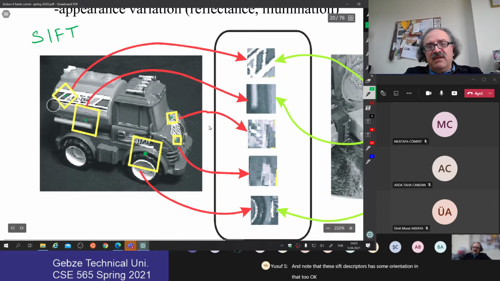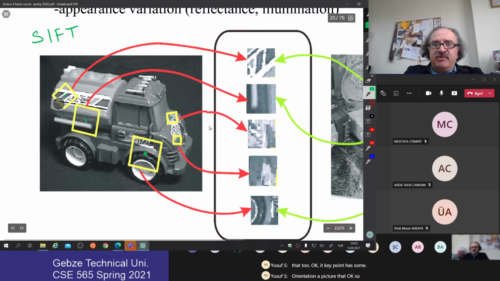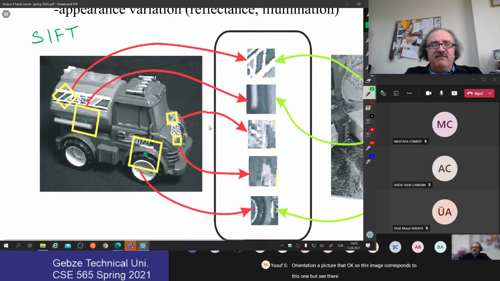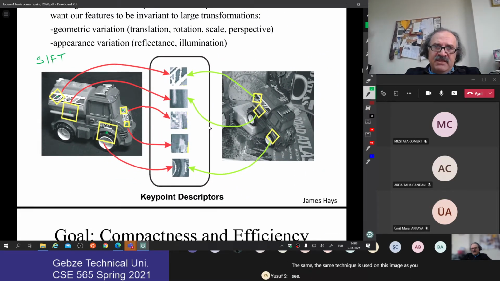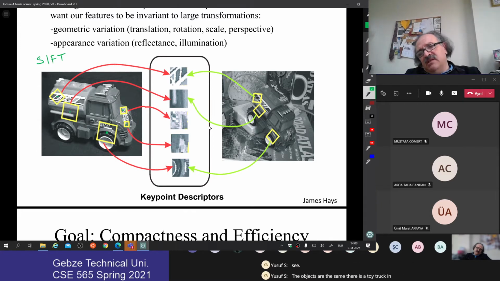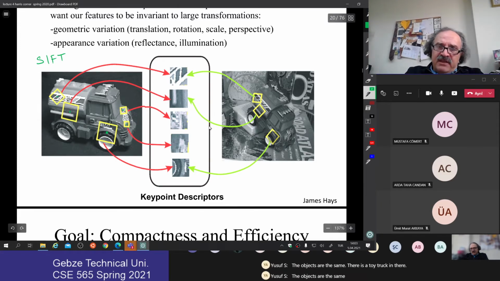A key point has some orientation picture in it. So this image corresponds to this one, but see, their orientations are different, so it knows which side is up. The same technique is used on this image. As you see, the objects are the same. There is a toy truck in there. I find this key point, this one and this one. I know this one corresponds to this one, this one corresponds to this one, and this one corresponds to this one.